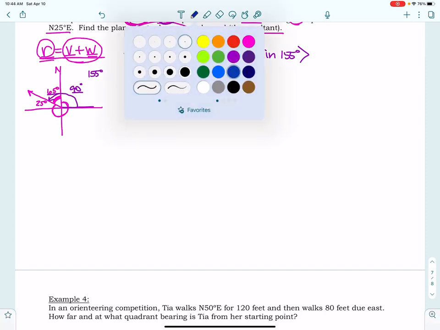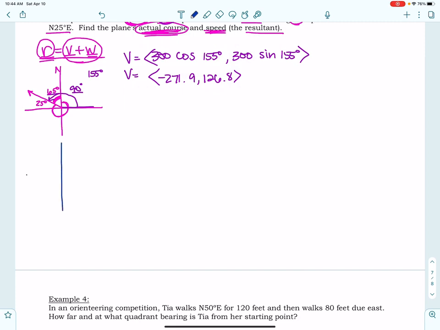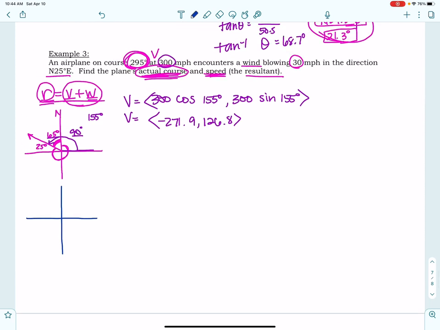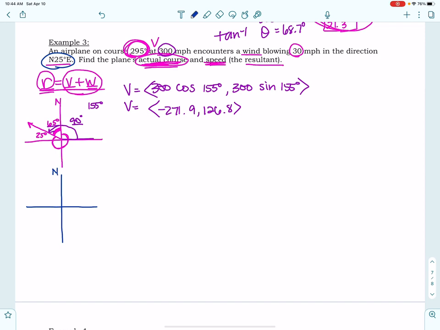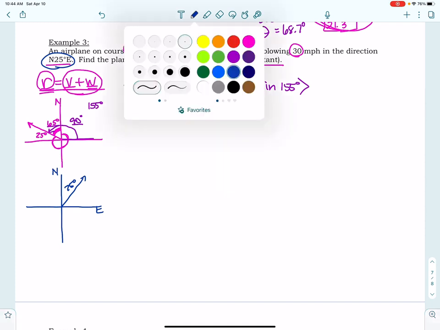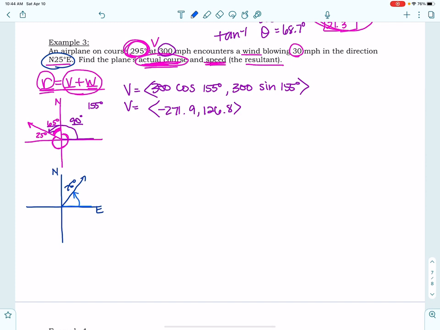Now I'm going to do the exact same thing for the wind. For the wind, I've got north 25 degrees east. So my direction angle for the wind now is going to start here and go counterclockwise to the vector. So 90 minus 25 is 65 degrees. So that is my direction angle. For the wind, I'm going to have 30 miles an hour times the cosine of 65 and 30 miles an hour times the sine of 65. And when I do that in my calculator, I get 12.7 and 27.2.